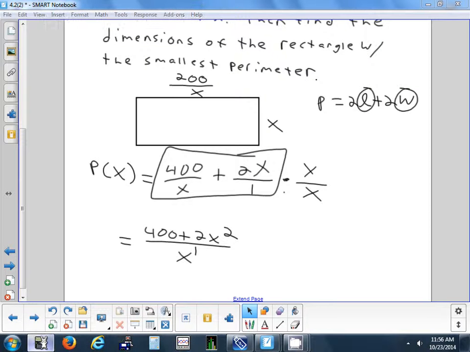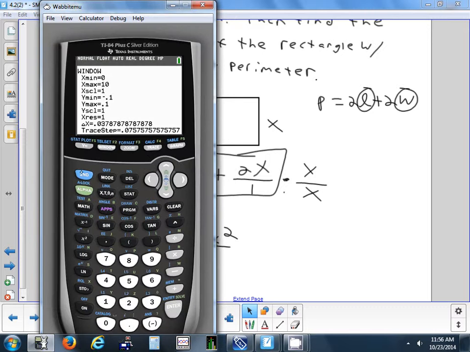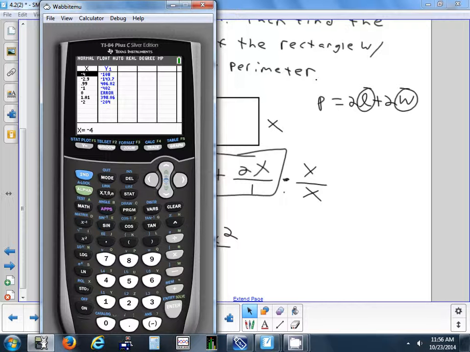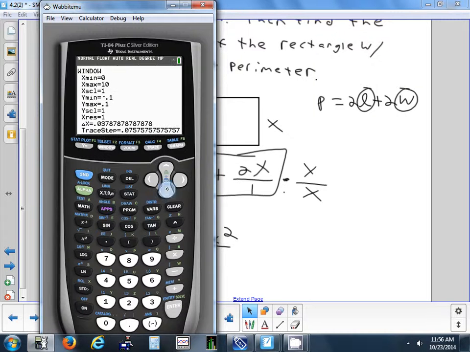All right, let's look at some y values. When x is, well, we couldn't have 0 width, that wouldn't make sense. When x is 1, y is up at 400. So a standard window is not going to work very well. Let's set our y max up to maybe 500. So that curve represents all the different perimeters.